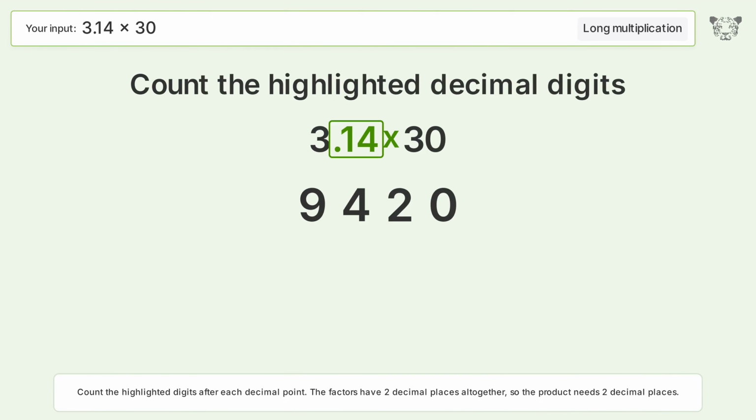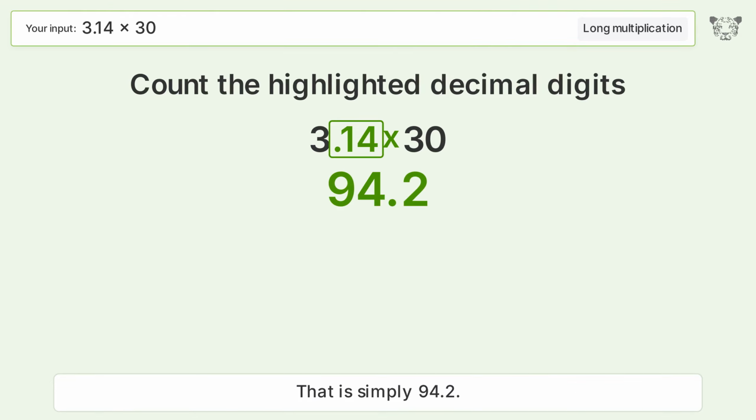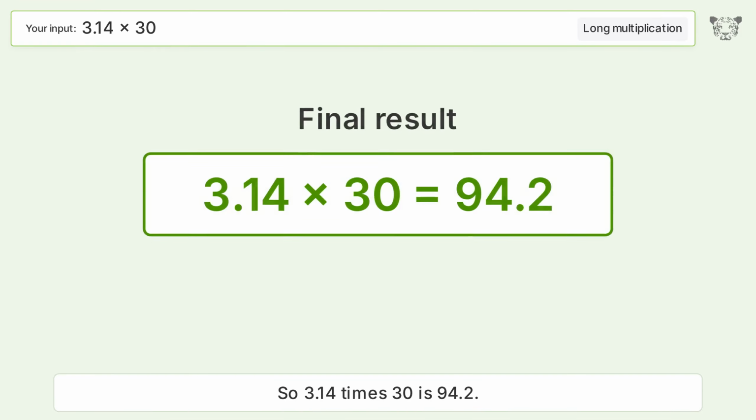Count the highlighted digits after each decimal point. The factors have 2 decimal places altogether, so the product needs 2 decimal places. Place the decimal point 2 places from the right. 9,420 becomes 94.20. That is simply 94.2. So 3.14 times 30 is 94.2.